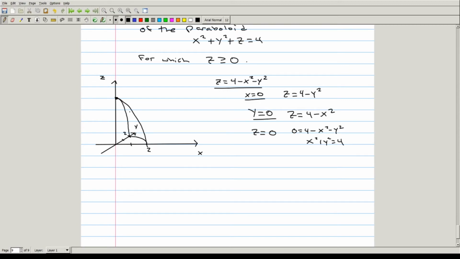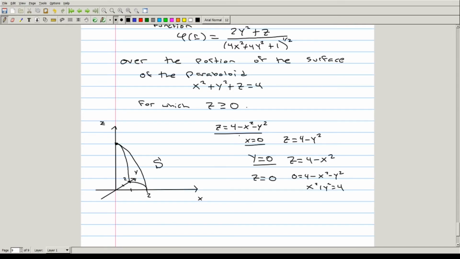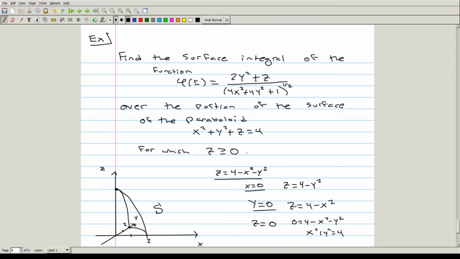Alright, so this is our surface right here, our surface S. You can clearly see why it's a paraboloid. It's a paraboloid that's opening downwards as you get larger and larger in x and y. And not only that, but this paraboloid is immersed in a scalar field that's governed by this scalar function.